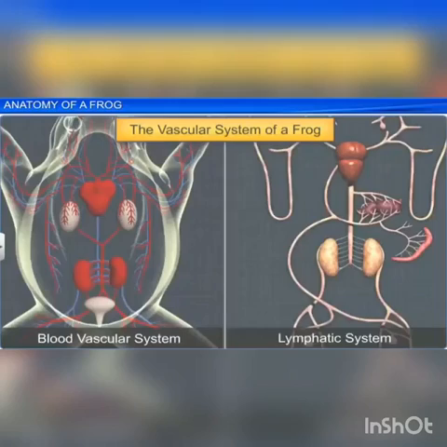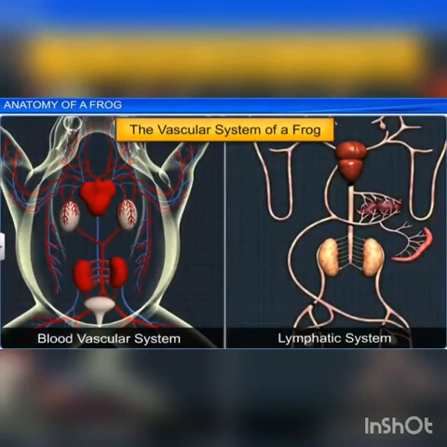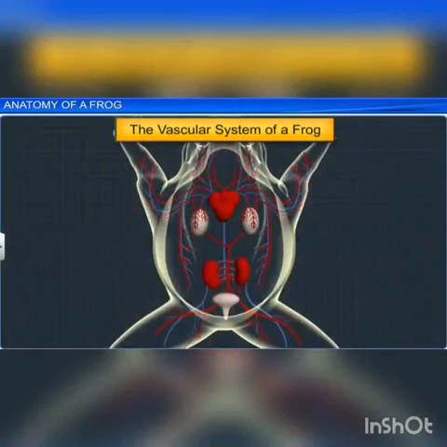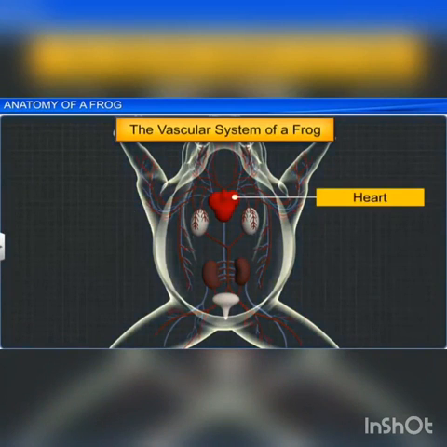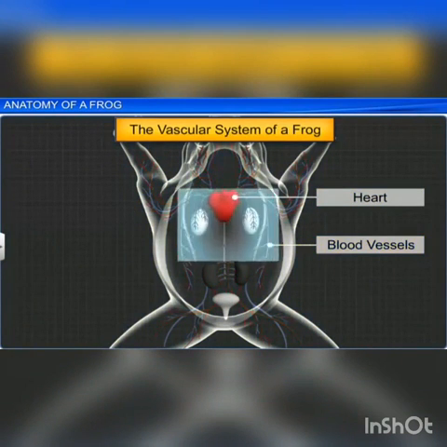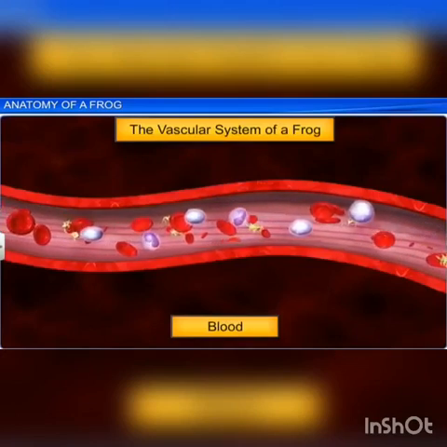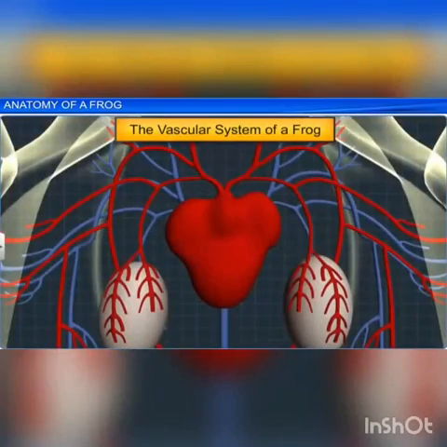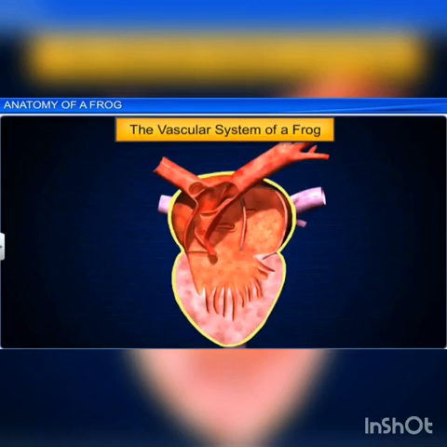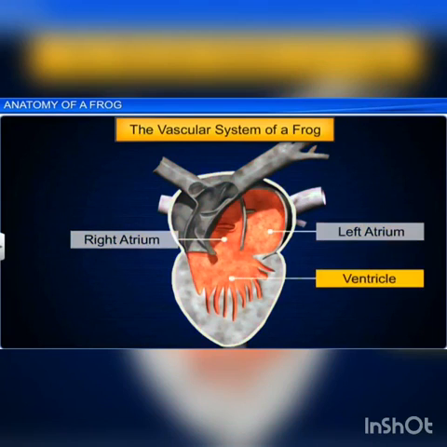Next is the circulatory system or the blood vascular system. Blood vascular system consists of a heart with 3 chambers, blood vessels and blood. The heart is covered by a double-walled membrane called pericardium. There are 2 thin-walled anterior chambers called auricles and a single thick-walled posterior chamber called ventricle. So it is 3-chambered.